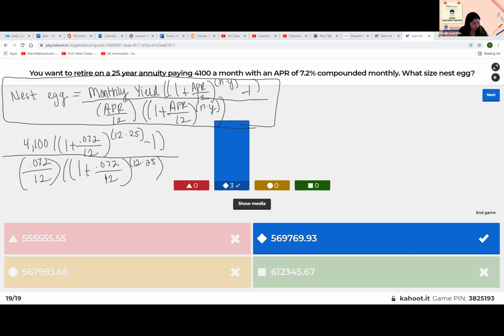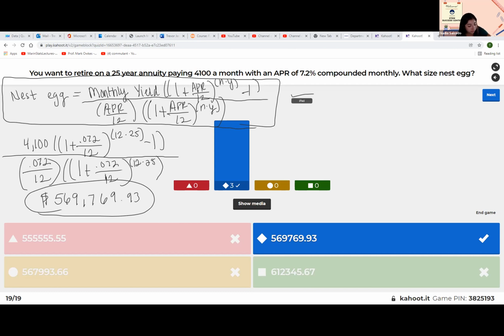Yeah, when you go ahead and find this, you get 569,769 and 93 cents. So if you have a nest egg of $569,769, you could expect to receive $4,100 a month. I do see a chart.